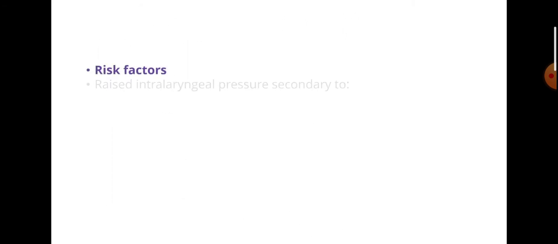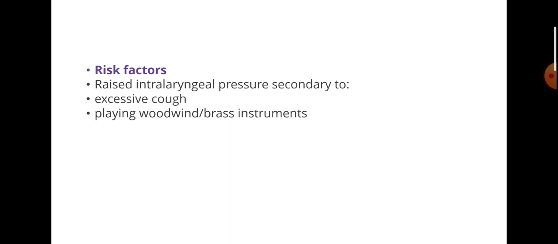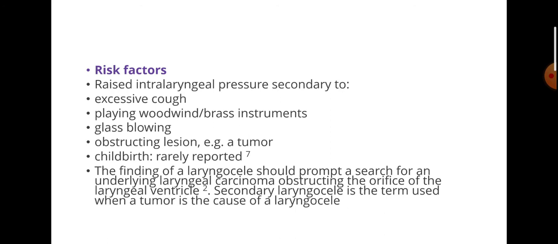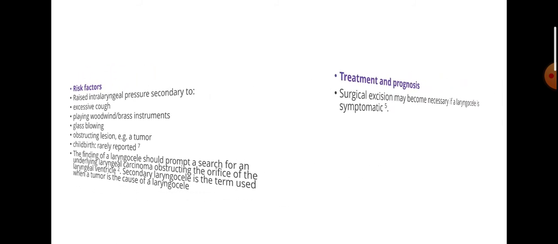Risk factors: increased intralaryngeal pressure. What are the risk factors to develop a laryngocele? Increased intralaryngeal pressure, secondary to excessive cough, playing woodwind or brass instruments, glass blowing, obstructing lesions, for example a tumor, childbirth, which is rarely reported, and the finding of a laryngocele should prompt a search for an underlying laryngeal carcinoma obstructing the orifice of the laryngeal ventricle. Secondary laryngocele is the term used when a tumor is the cause of a laryngocele.